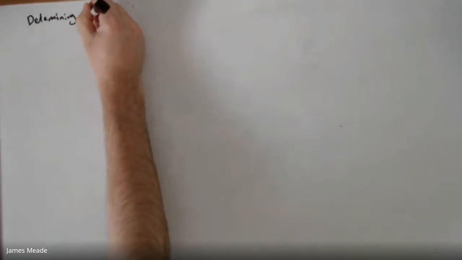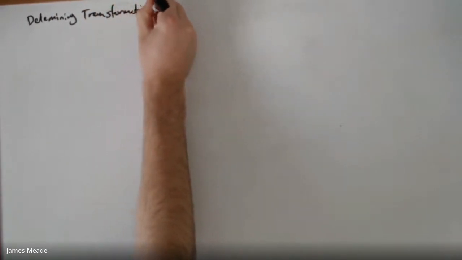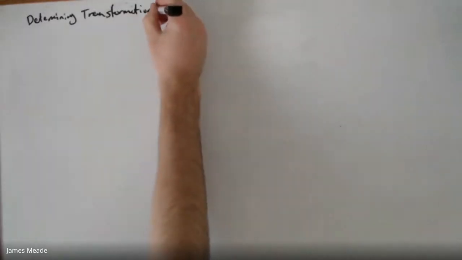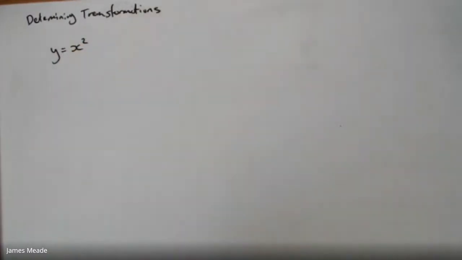Exercise 7D is looking at determining what transformations have already happened. So this time we're going to be given an original equation and then given the equation of the image and asked to find out actually how do we get there. So what transformations have happened. So let's look at a really basic one to start off with, y equals x squared.